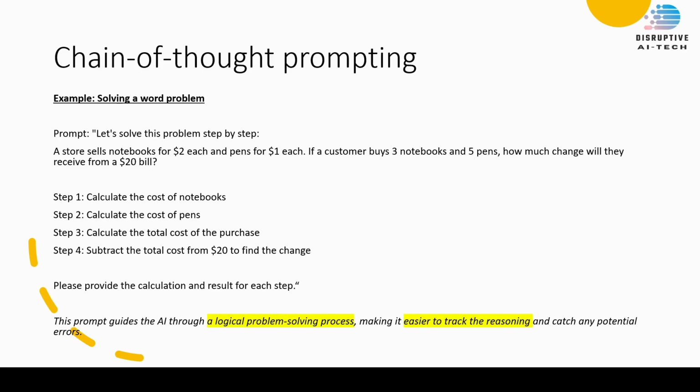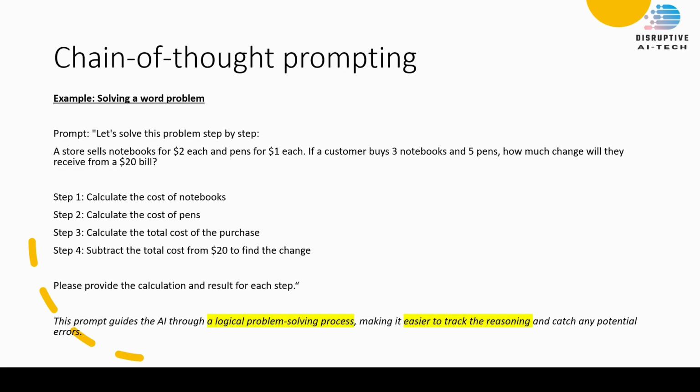If you calculate it, 3 notebooks at $2 each means this is 6, and 5 multiplied by 1 is 5. So 6 plus 5 is 11. And if we are giving $20 and 11 is the cost, the answer should be 9. So ideally we should get the answer 9 for this.